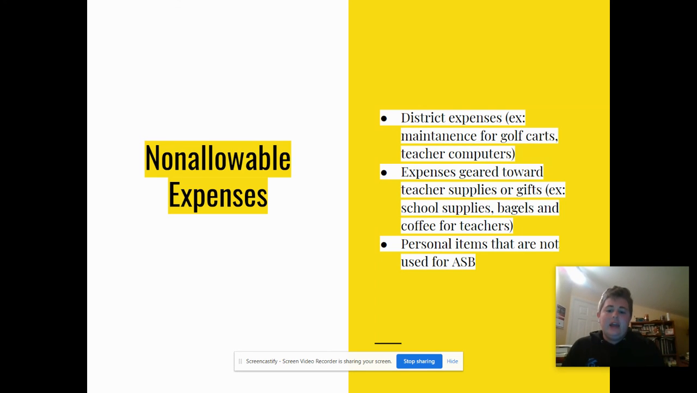And then the last thing, obviously, is personal items that are not used for ASB. So if you were going to the store to buy pep rally decorations, you obviously can't slip in a candy bar or a personal item and expect to be reimbursed for that. So that's all I have for allowable and non-allowable expenses.